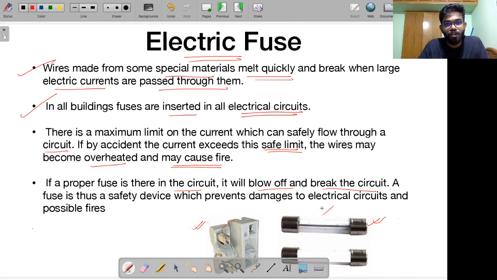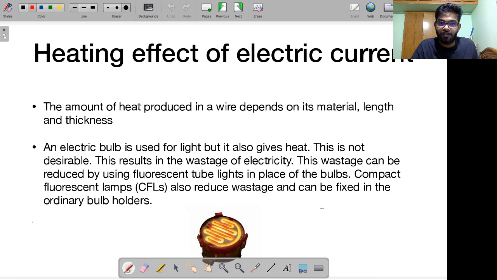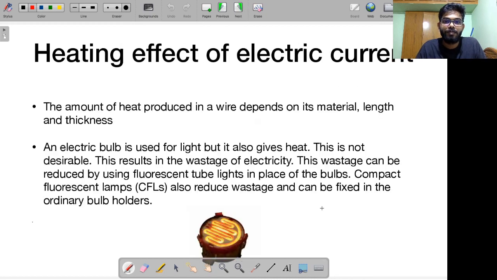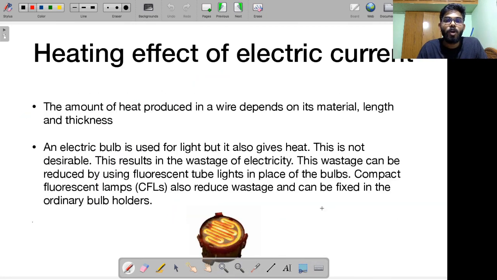So you had to purchase a new fuse and insert it in place of the broken fuse, right? Nowadays you have something called MCBs. It will just trip down in case the electricity is exceeding the safe limit. Alright, so this is the concept of the electric fuse. Okay, let's quickly talk about the heating effects of electric current.